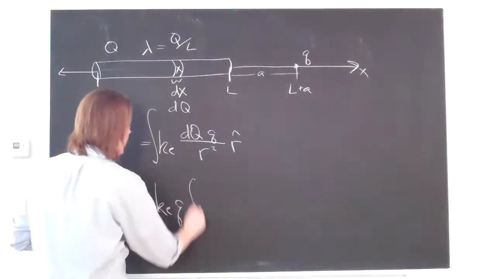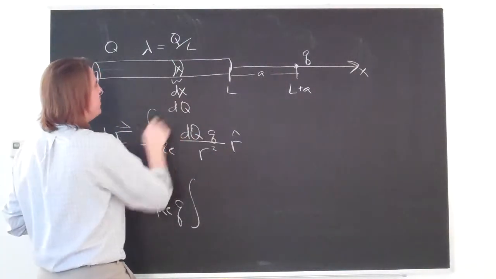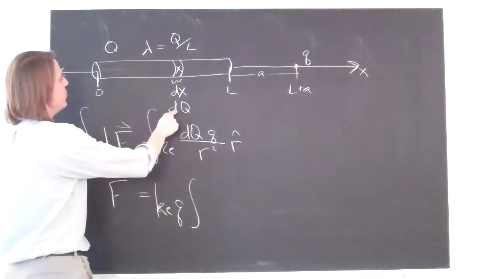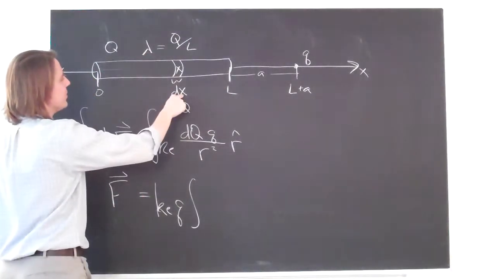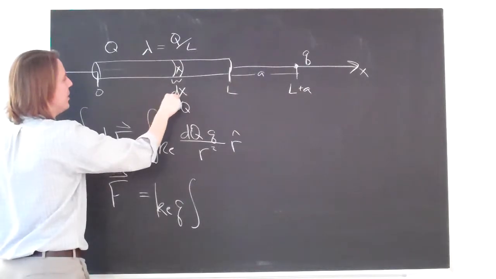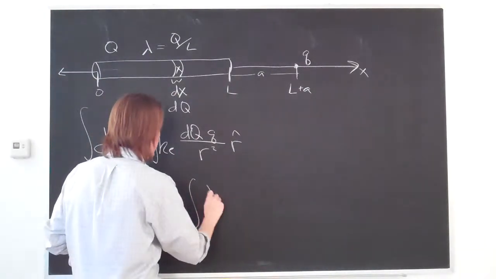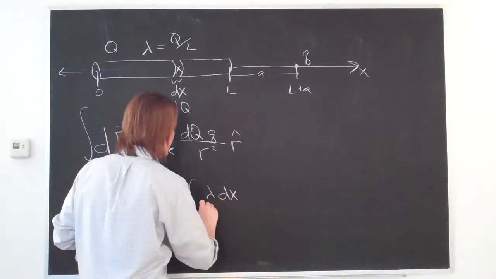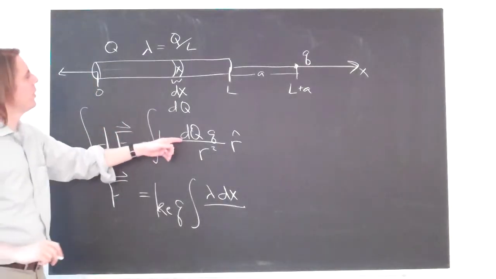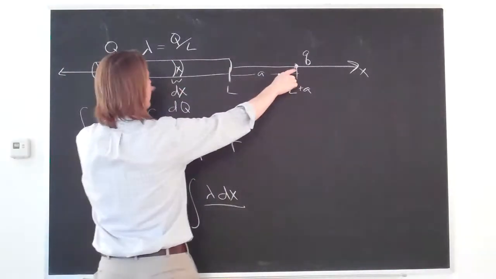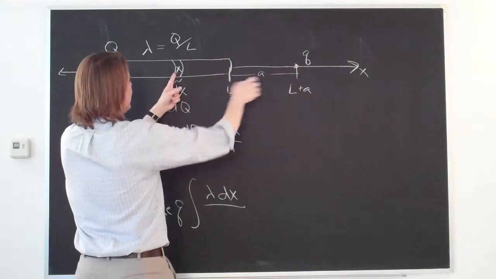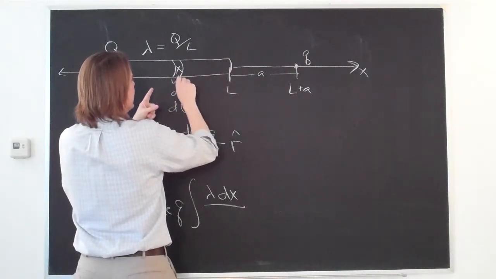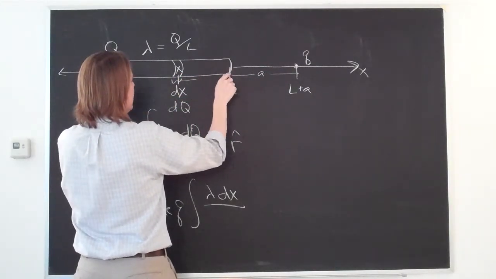dq, so let's go ahead and write our integral sign. How do we get dq in terms of dx? dq is just the lambda times the dx. Right? Lambda is the charge per unit length. So we could call this dq lambda dx. R squared, right? So the separation is what? Well, if this is at x, then this distance is L minus x.